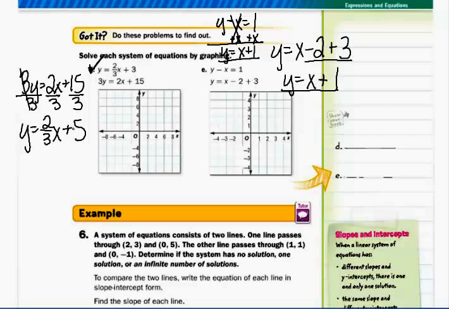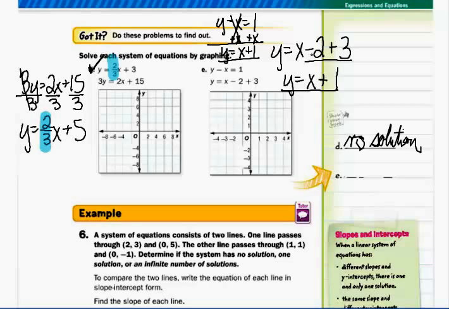Now I want you to look at this slope and this slope. So if you graph those, they are going to be what? Parallel. And if they are parallel, then they will never cross. So your answer to me, come on, no solution.